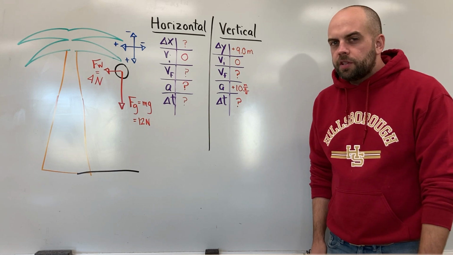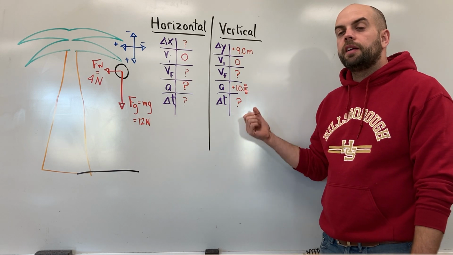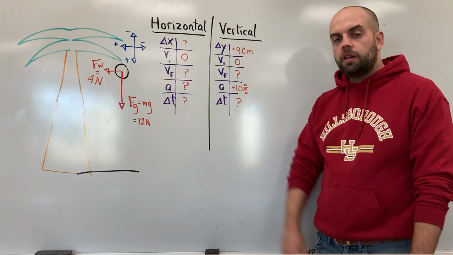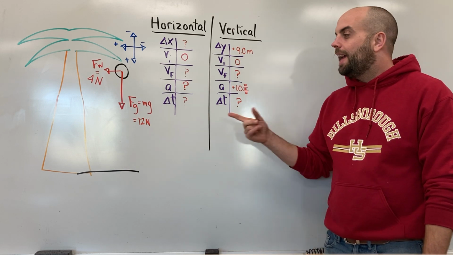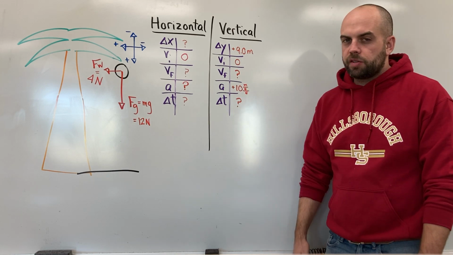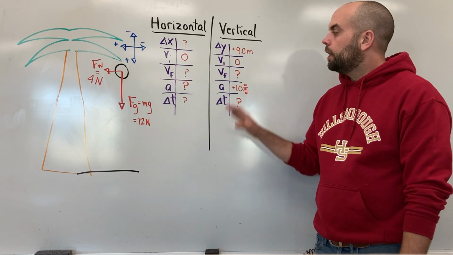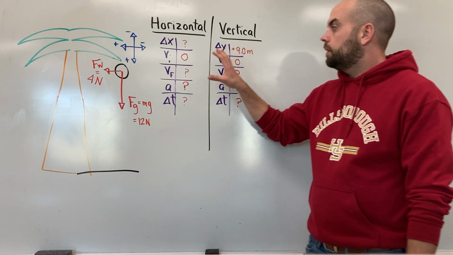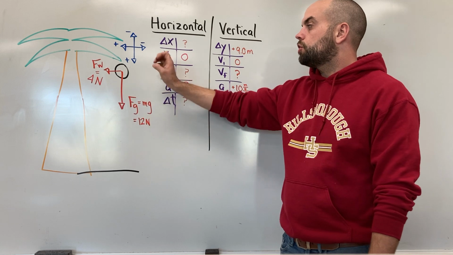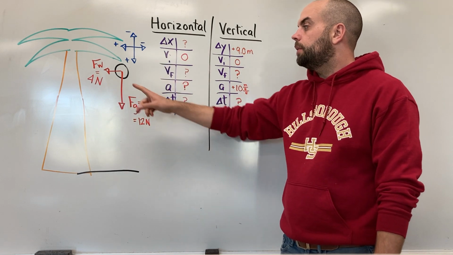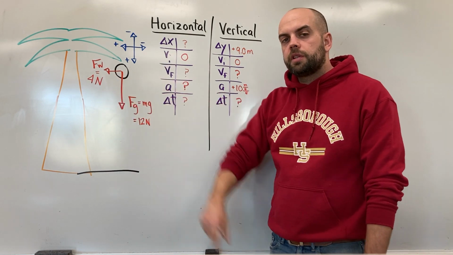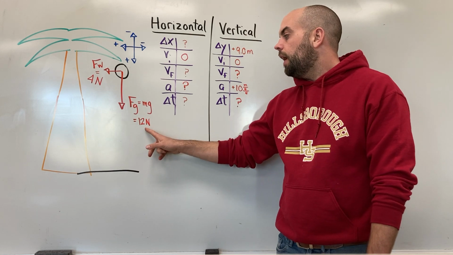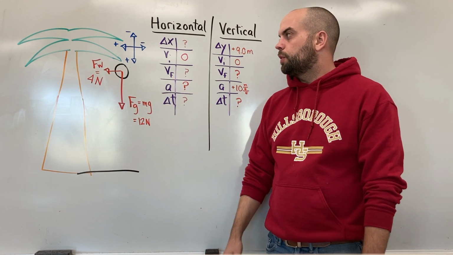All right, so the key with this coconut problem is to realize that we have a horizontal unbalanced force from the wind and a vertical unbalanced force from the force of gravity. I've gone ahead and drawn a good picture to show those forces and labeled how big they are: 4 newtons to the left from the force of the wind and 12 newtons down from the force of gravity.